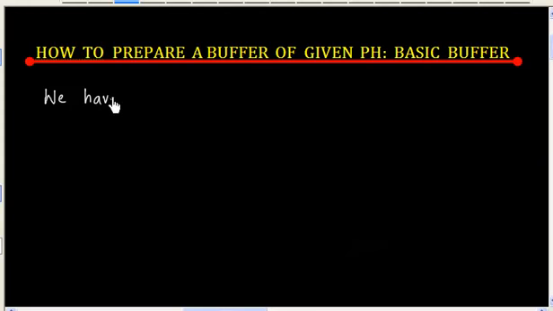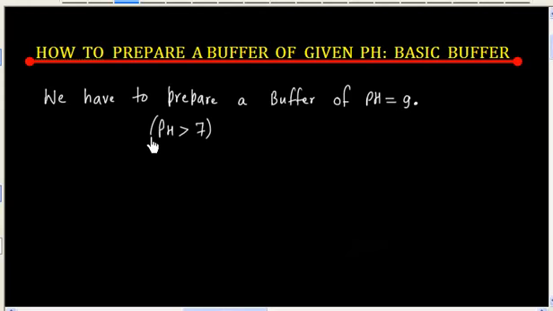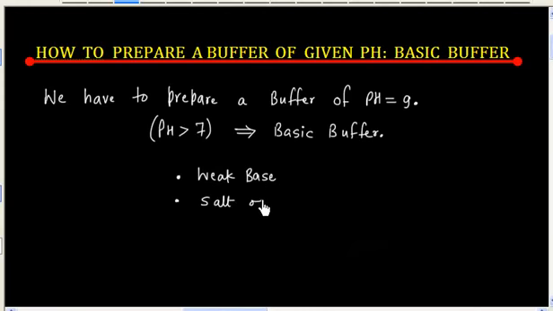We have to prepare a buffer of pH 9. Since pH is greater than 7, this is a case of basic buffer. So we will need weak base and salt of weak base as the buffer component.